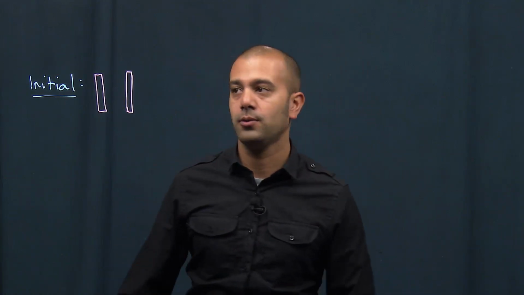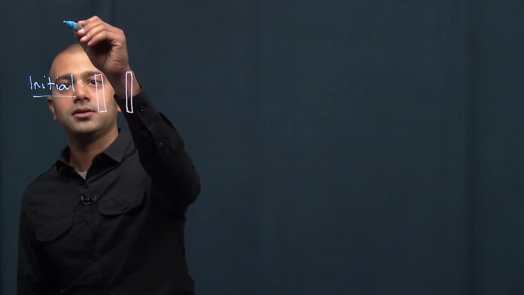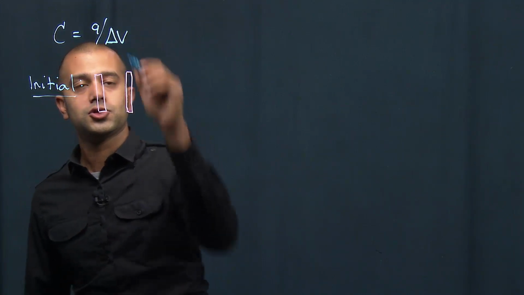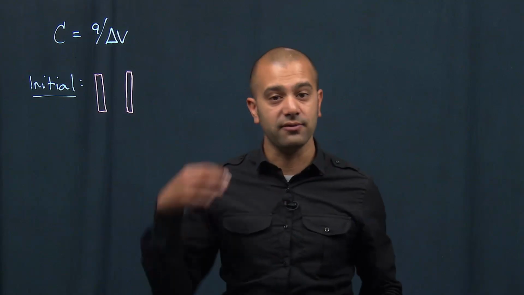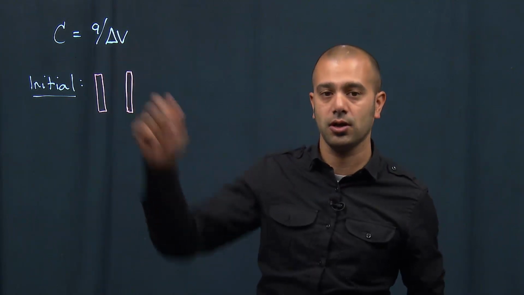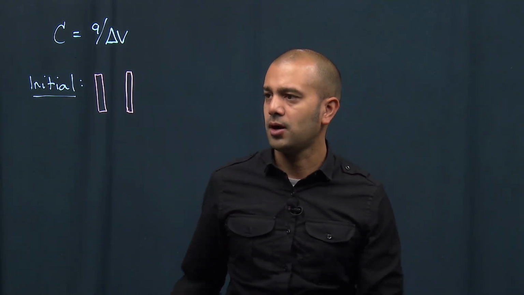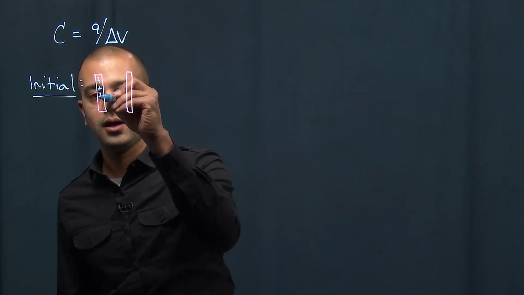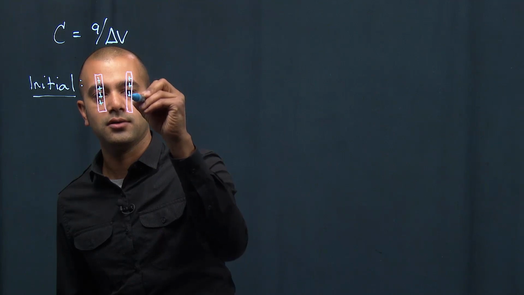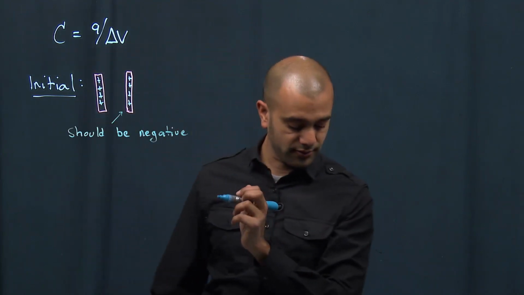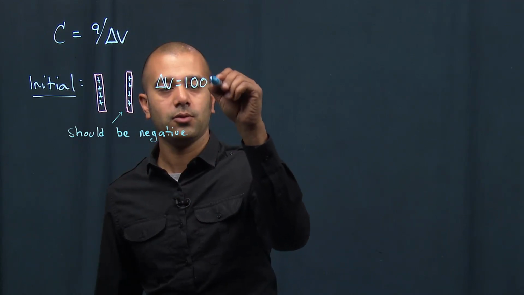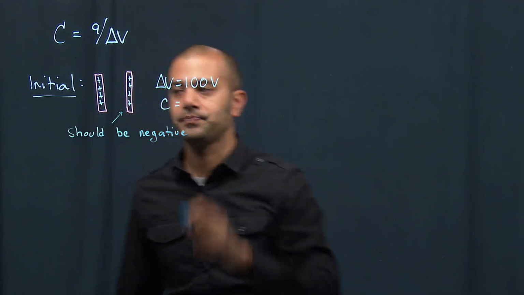And before we start, why don't we go ahead and remind ourselves the definition of capacitance. It is charge per voltage. In other words, for as many volts as I can put on the capacitor, how much charge can I hold? We're given that the capacitor is initially charged, with an initial voltage of 100 volts across the plates, and we're looking for the capacitance.